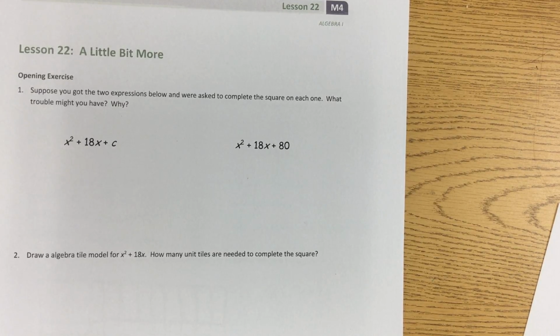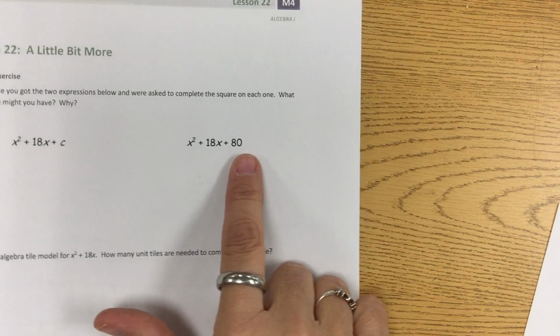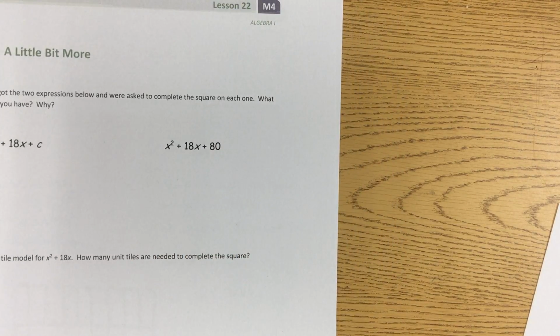Well, if you look at the first one, you're missing the C. Well, we can figure out what that C is by doing what we did in the last thing. The last one, we can take half of the 18, and we can square it and get 81. Okay, so that wouldn't be a big deal at all. But if I look at the second one, it gives me 80 instead of 81. So somehow I have to come up with that extra one.